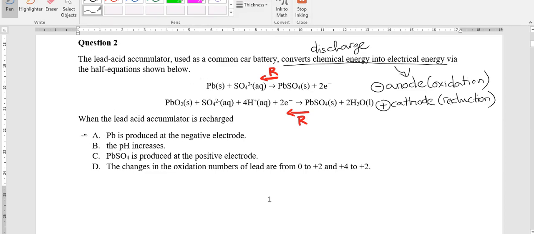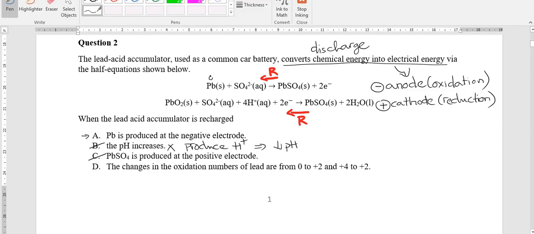Now we are going to continue reading just to make sure we didn't miss anything. pH increases. Now that is wrong because as you recharge, if you produce H plus ions, that is going to decrease pH, not increase it. So it's not B. Lead sulfate is produced at the positive electrode. Okay, lead sulfate is not produced at all. In both cases, it is the reactant. And the changes in oxidation numbers of lead are from 0 to 2 and 4 to 2.